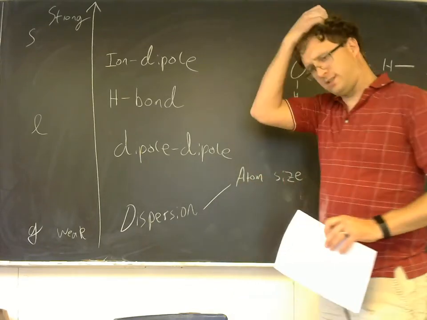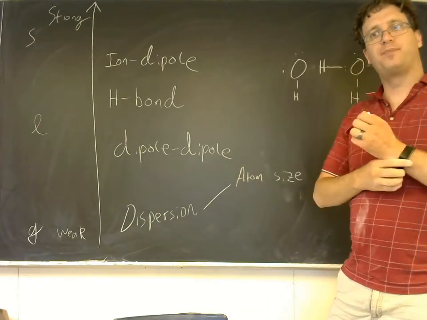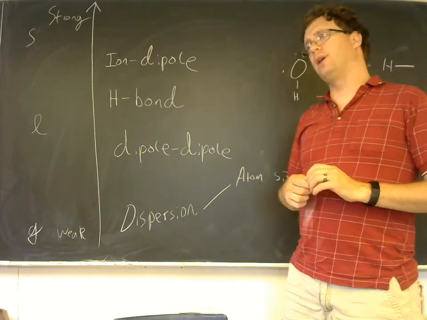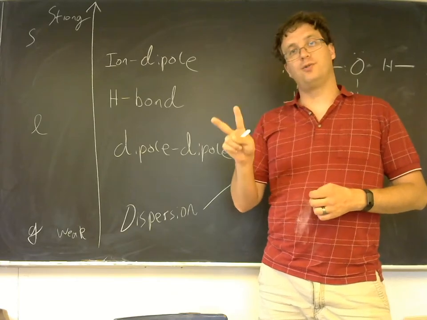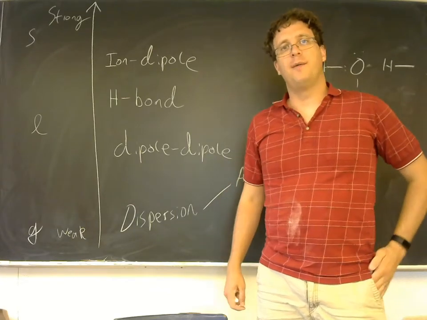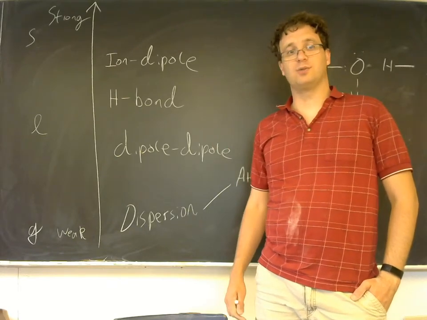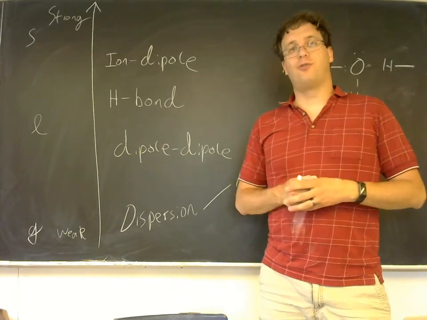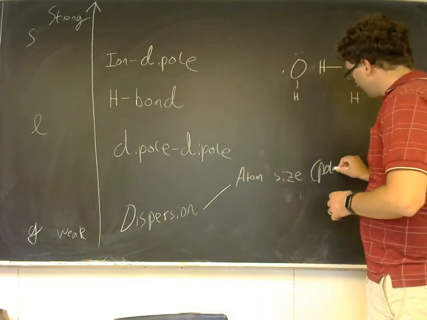So the first factor is the atom size. Small atoms like hydrogen or helium, or even the second row elements like nitrogen, oxygen, and fluorine, have relatively few electrons. They have one or two shells of electrons, and the electrons are all held closely and tightly by the nucleus. And that means that these distortions which lead to dispersion forces are relatively small. It's not easy for them to form these momentary dipoles. And so they have what is called a low polarizability.